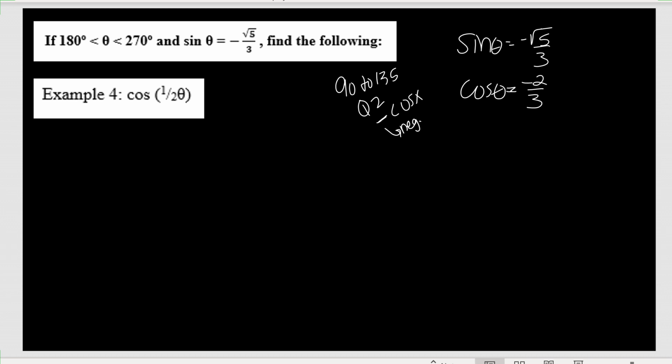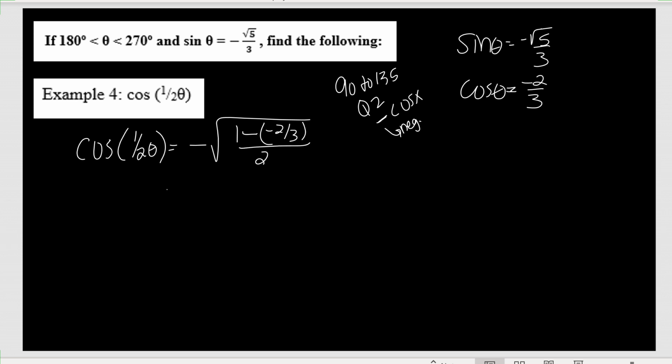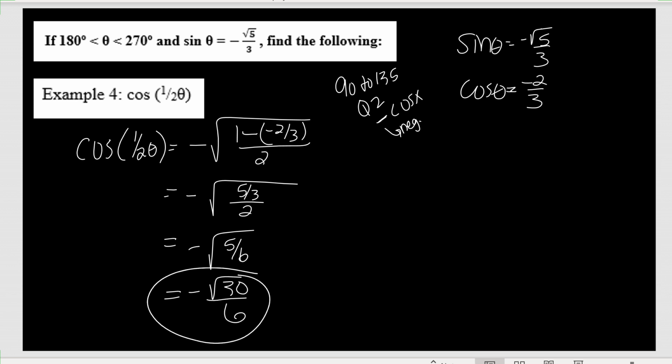So in this one, when we do cosine of our half angle, half of theta, we're going to write the negative square root and then do our formula. 1 minus cosine, which was negative 2/3, all over 2. Now we've already simplified all this, guys. So that's negative square root of 5/3 over 2, which is the negative square root of 5/6. And we already did all that work in the previous problem. So when we rationalize, we will get the negative square root of 30 all over 6. And that is for cosine of this half angle.